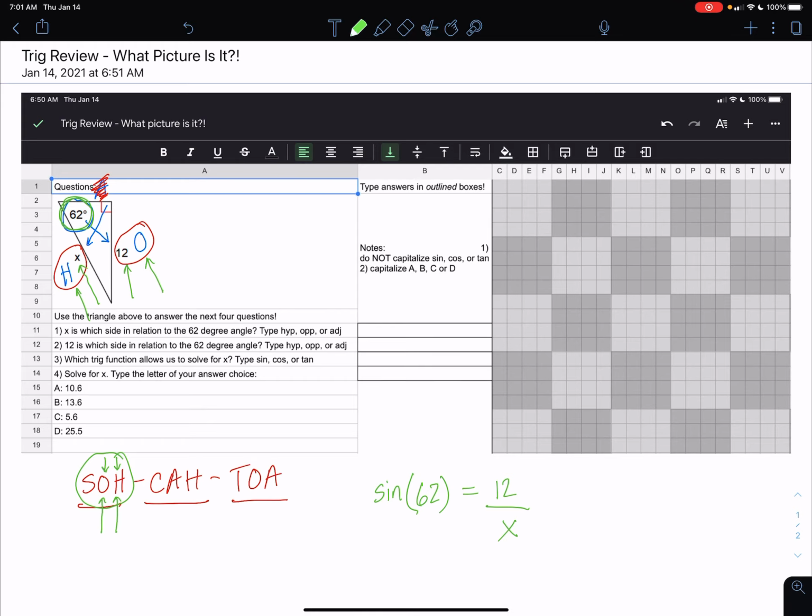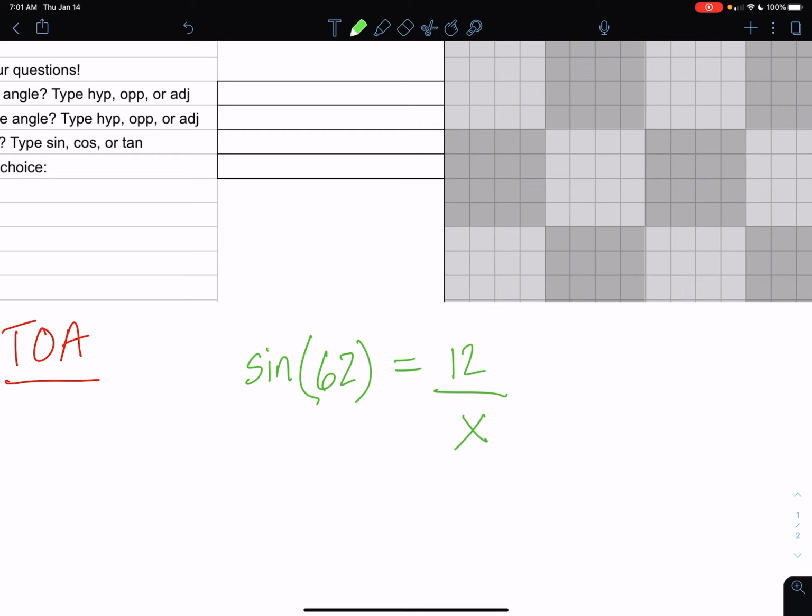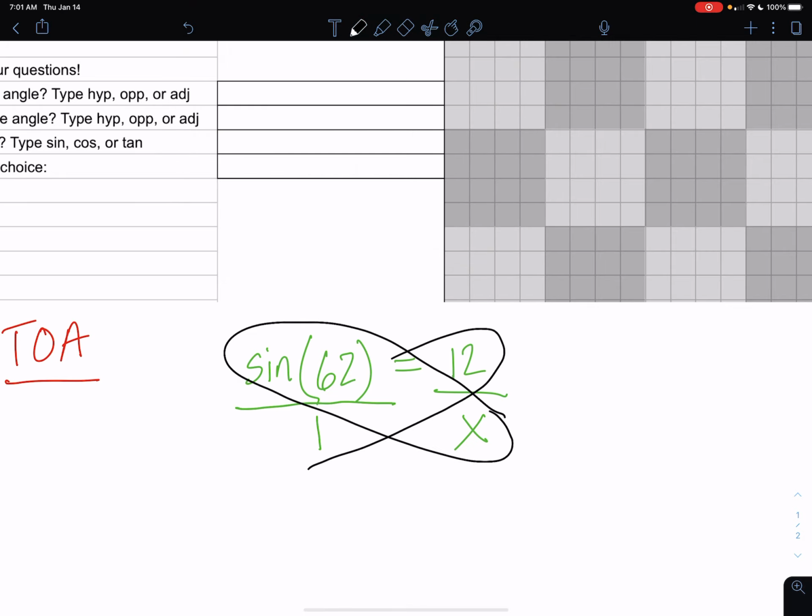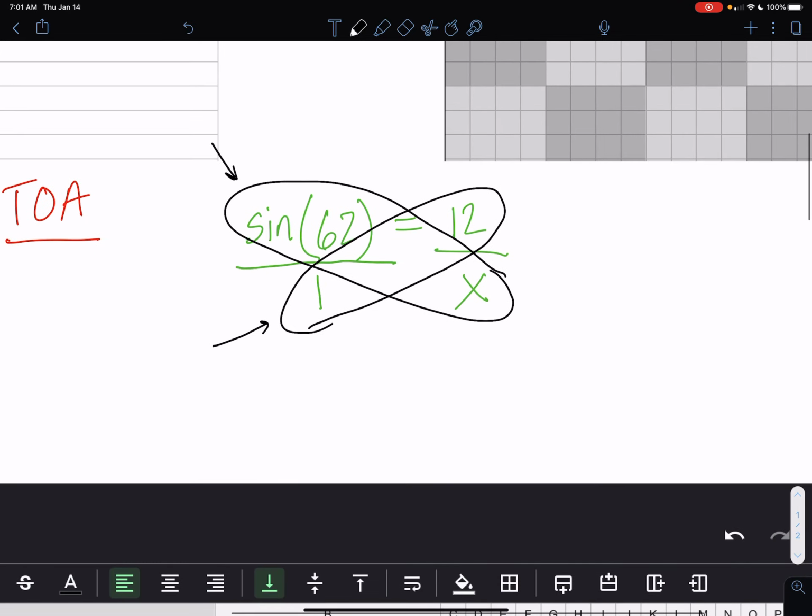Once we get to this part, we want to solve this for x. We do that by putting our sine over 1, and now we can cross multiply and solve for x. When we do that, we get two different multiplications: sine of 62 times x, that's this one, and the other one is 1 times 12. The sine of 62 times x is still just that, so I'm going to write it as x times the sine of 62. And that's going to equal 1 times 12, and 1 times 12 is just 12.